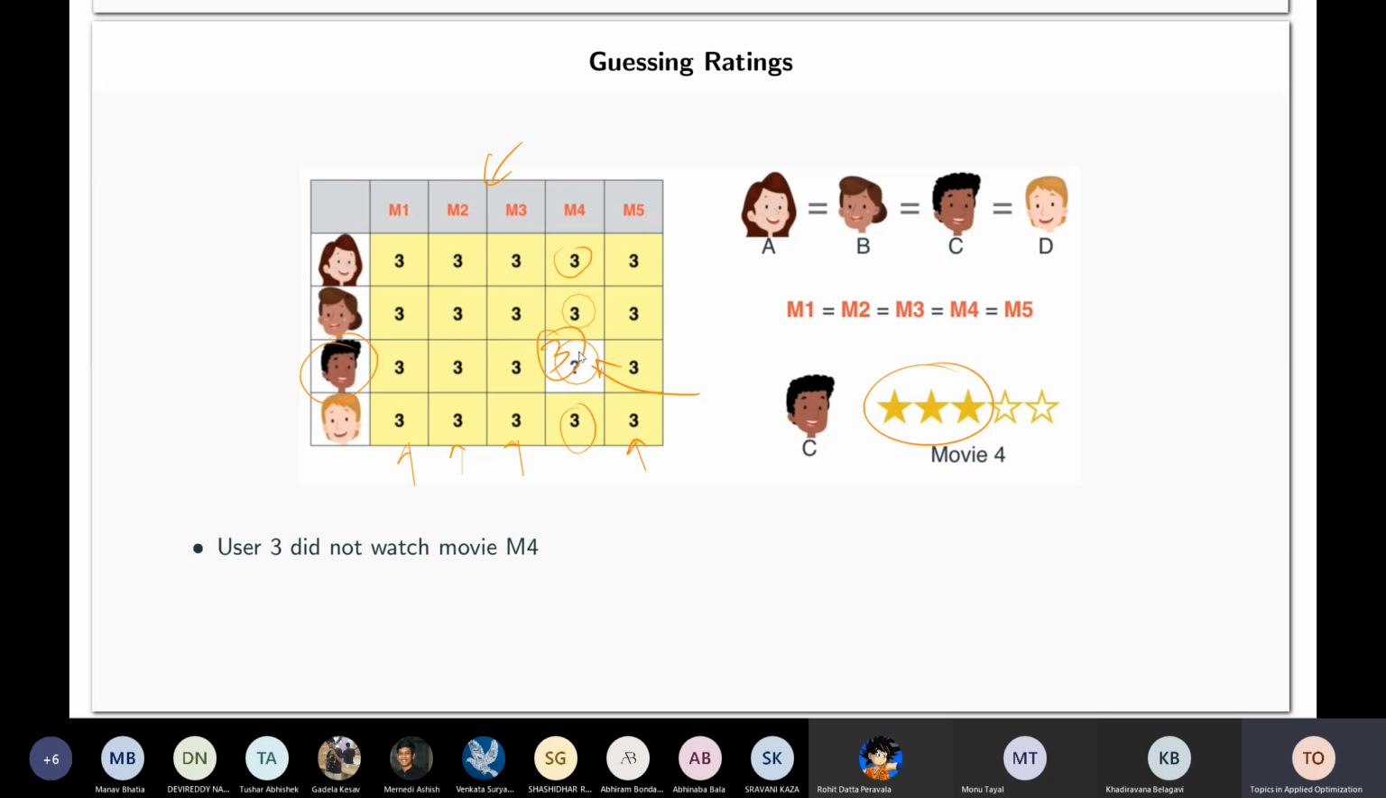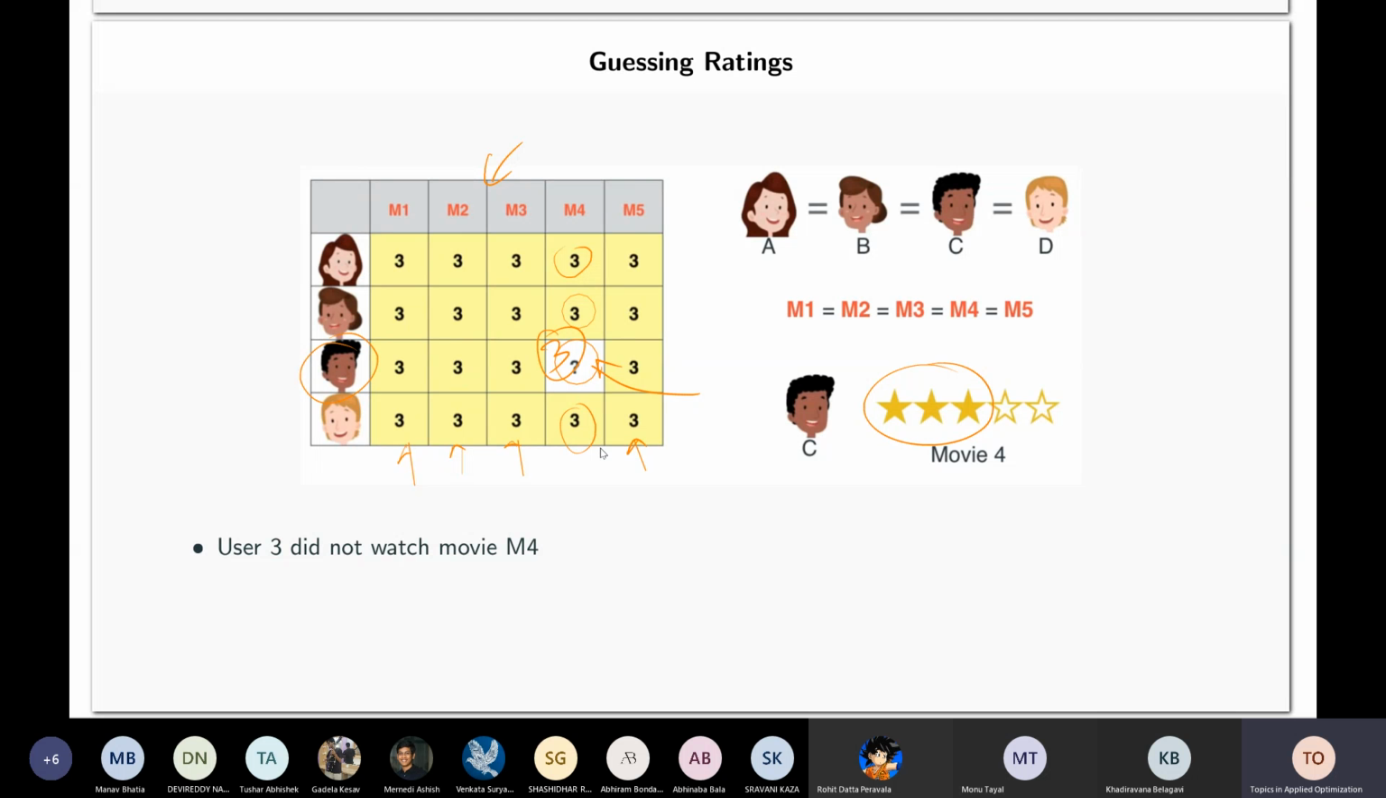Because by looking at the pattern at the other places, we believe that user 3 will also rate it the same. It's a prediction problem now, so we don't have to be very precise. But what we are predicting with high accuracy is that it is going to be rated 3 as well. And how do we do that?